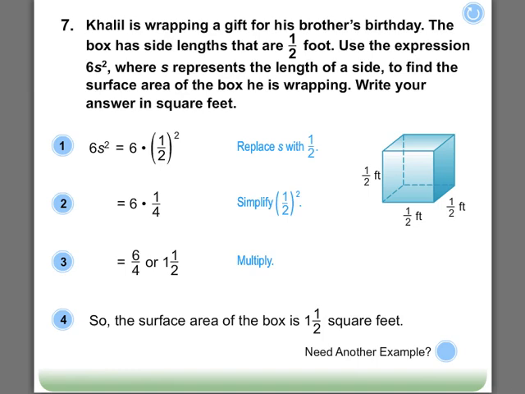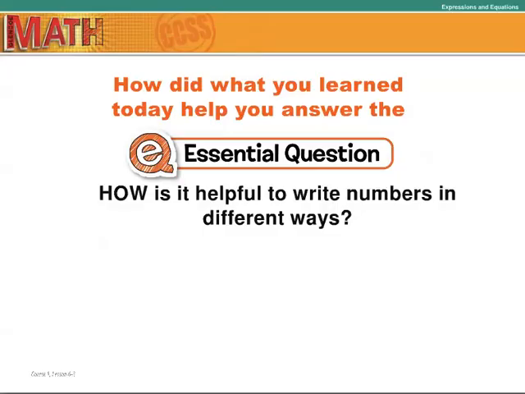Okay, hopefully you followed along. If not, go through and follow along again. See if you can figure out how the answer came to be. Okay, how did what you learned today help you answer this question? How is it helpful to write numbers in different ways? Think about that.